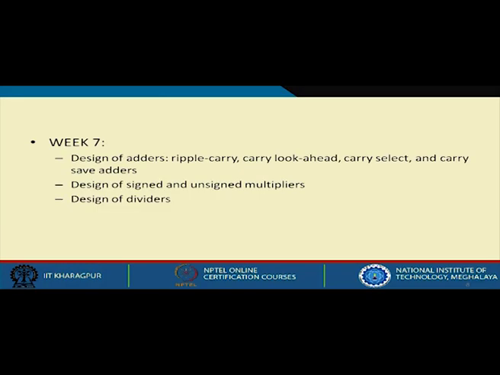So in week 7, we started by discussing the various kinds of adders: their characteristics, their hardware complexities, their speeds, and how we can design them. We discussed the designs of the ripple carry adder, carry look ahead adder, carry select adder, and also carry save adders. Then we moved on to the design of signed and unsigned multipliers.